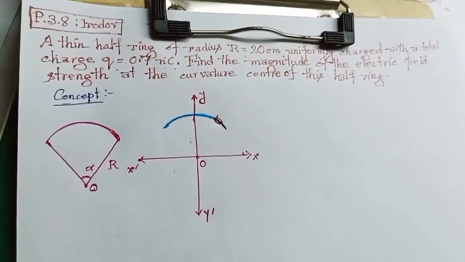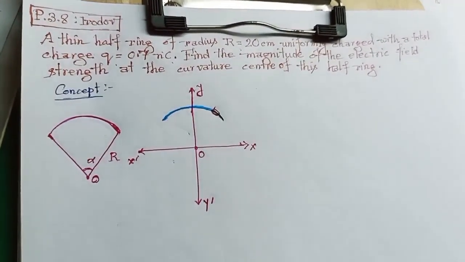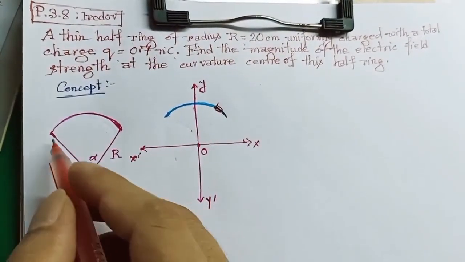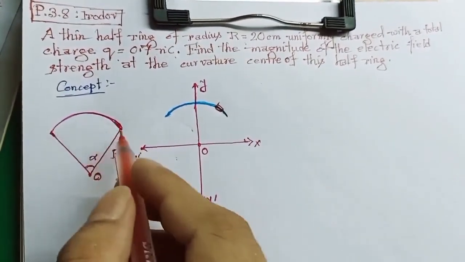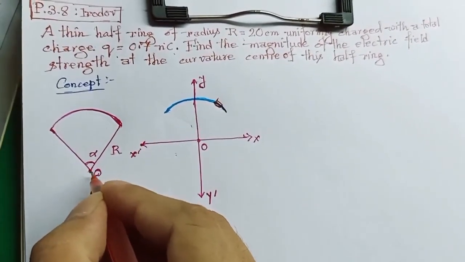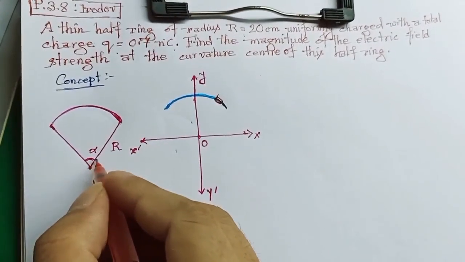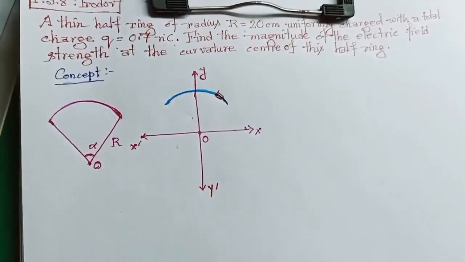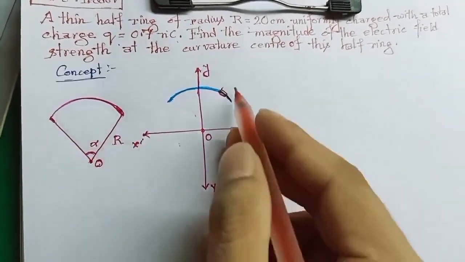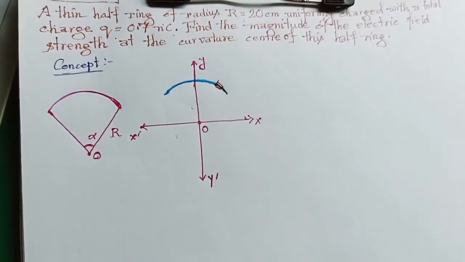For solving this problem, first let us discuss the concept behind it. We are taking a small ring segment, or a small arc of the ring, which makes an angle alpha at the center of the ring, and its radius is r. Now we'll place this arc into our xy coordinate system, where the origin is the center of the arc.